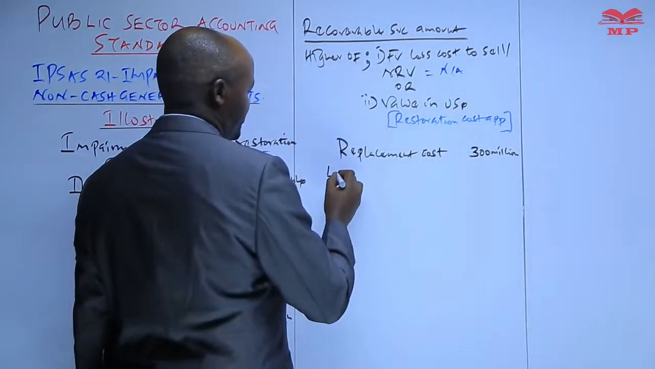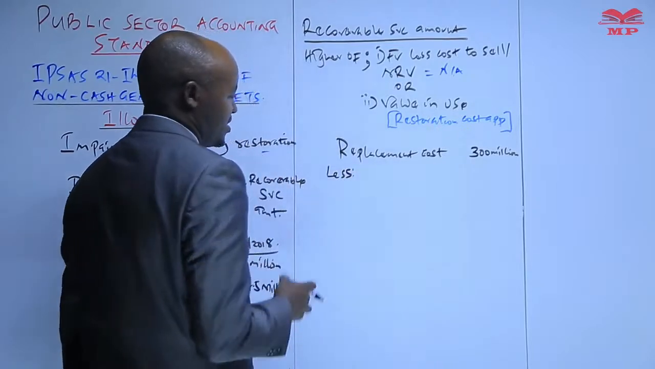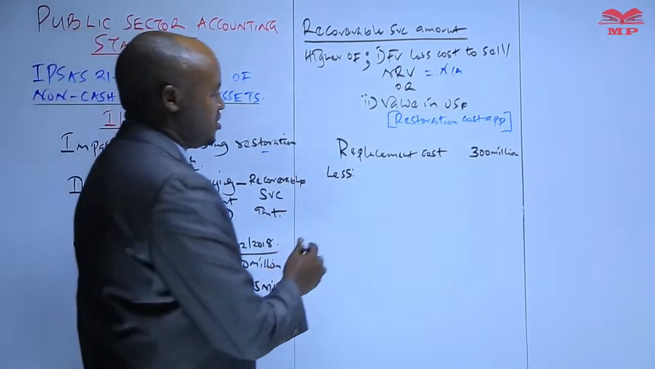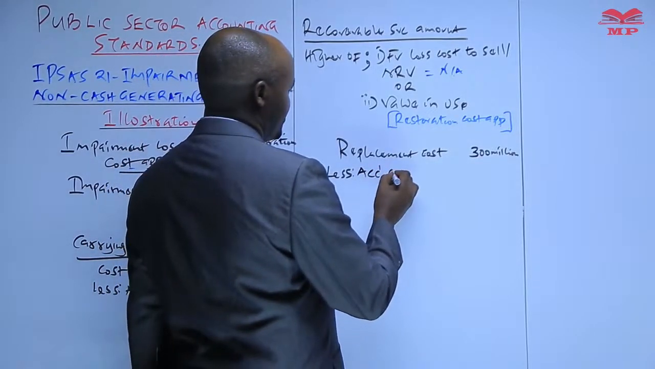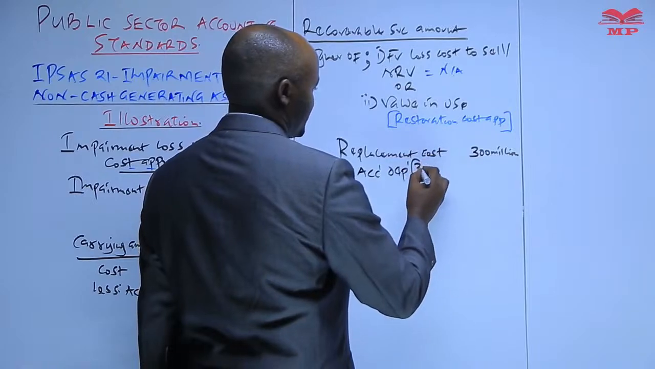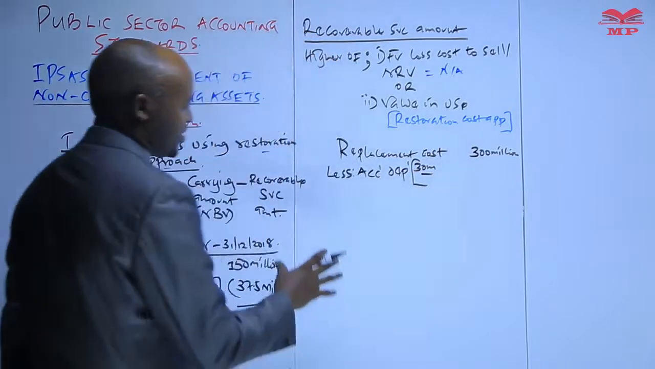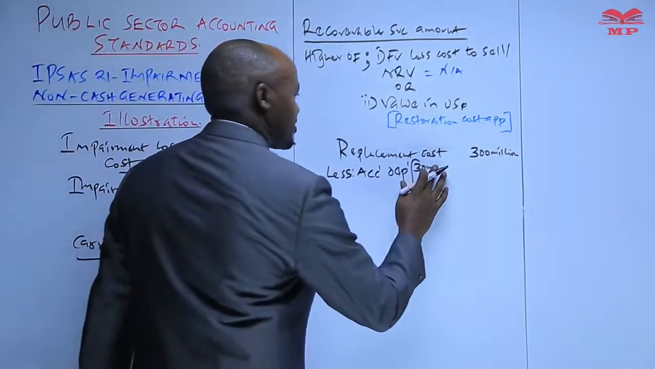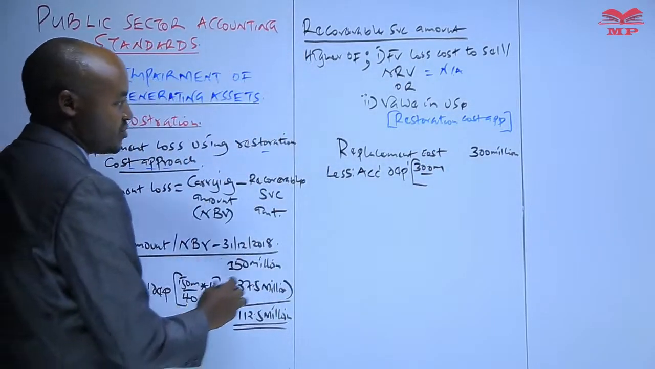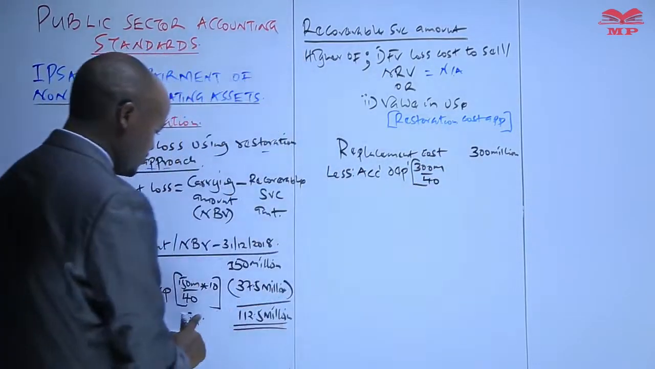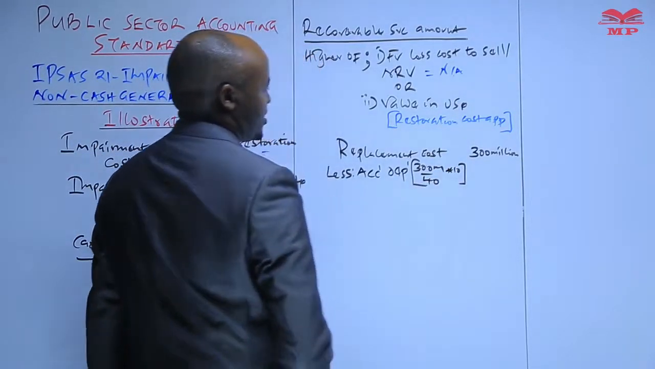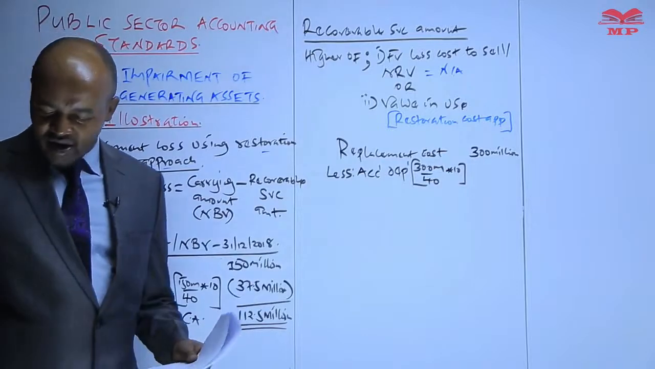meaning that this is the replacement cost. Then what we do, we depreciate this replacement cost for this equivalent duration. So what that means is that from this replacement cost, we less accumulated depreciation. We depreciate 300 million for an equivalent duration. So meaning we divide that by 40, just like what you have done here, times what? Times 10. So this will give us now an amount of how much?